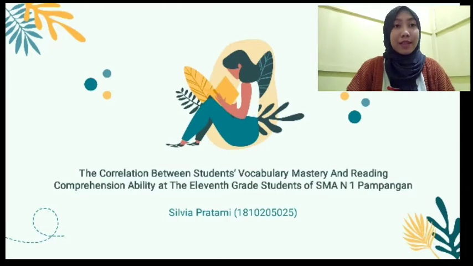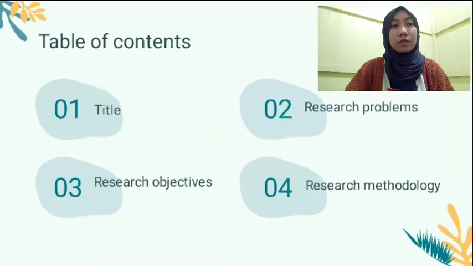My name is Silvia Pratami. I'm from PBI1 2018. Now I'm going to explain several parts of my research proposal. There are 4 parts that I will explain to you. The first is the title, the second is the research problem, the third is the research objective, and the last one is my research methodology.